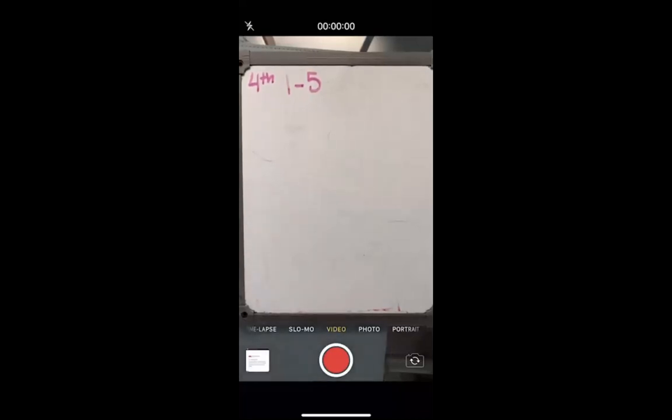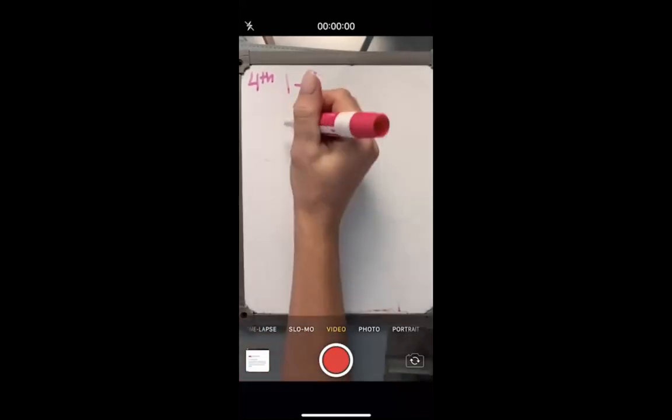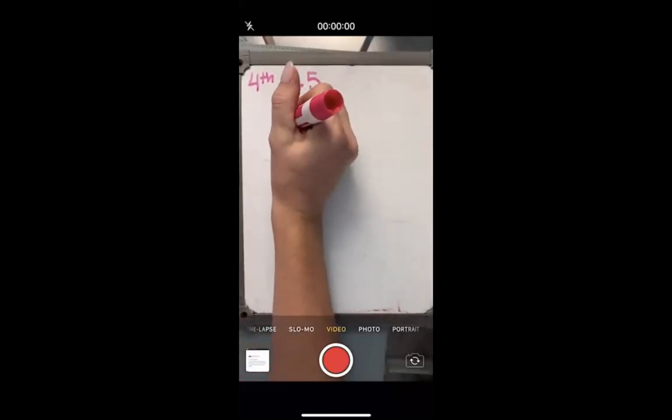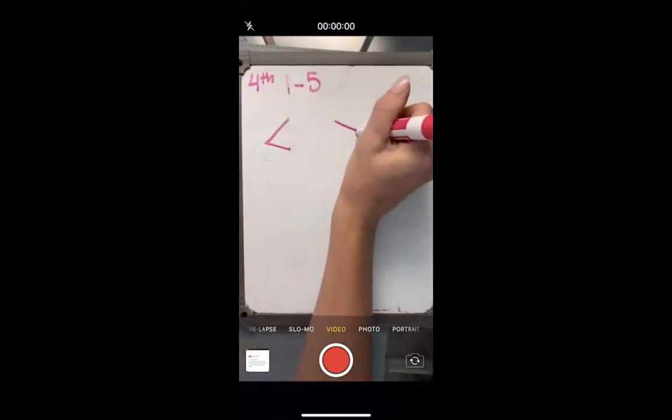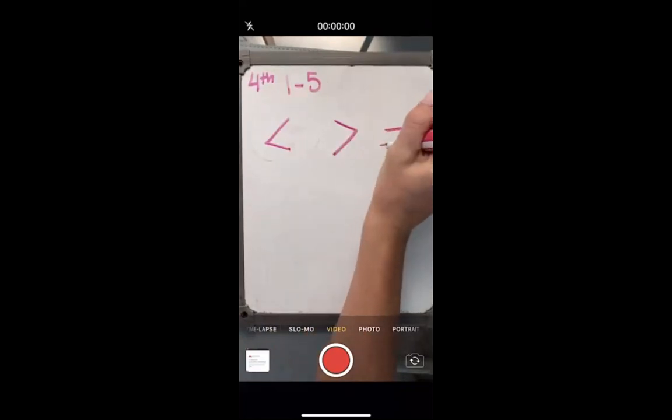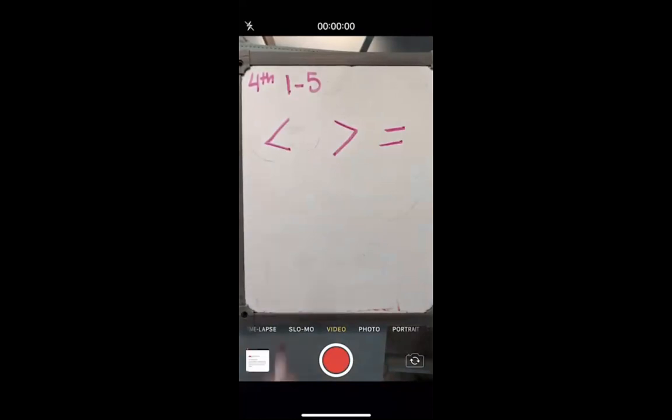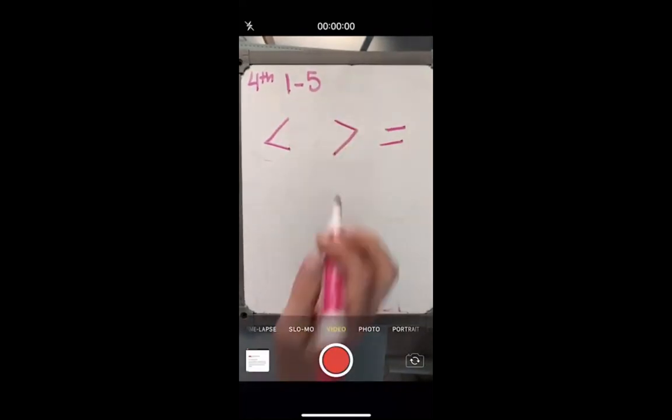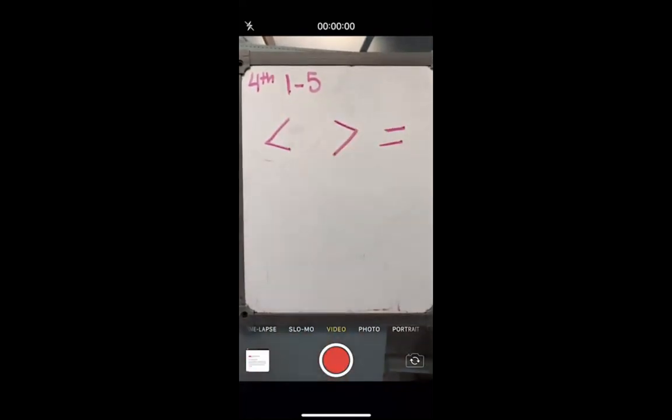So I just want to start for a minute and I'm going to put some symbols on the board here. I'm sure you've seen these before. We have our greater than, our less than, and our equal to. And as we know, the greater number is always eaten by the alligator, right? Or the open mouth is facing the greater number.